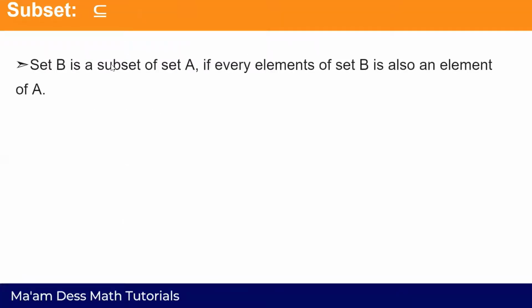Next one is subset. Here is the symbol of subset. Set B is a subset of set A if every element of set B is also an element of A. Again, set B is a subset of set A if every element of set B is also an element of A.